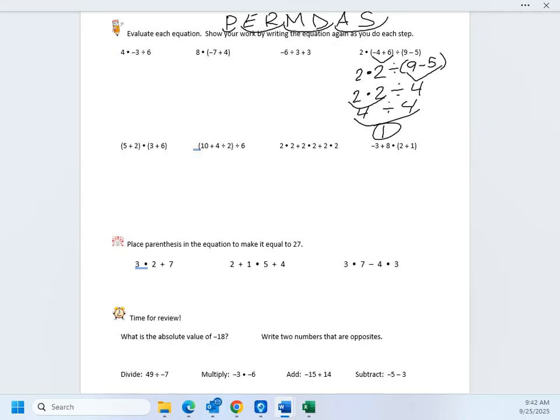Rewrite your equation every time. Say it with me, because we've heard it enough times. Rewrite your equation every time. Okay?